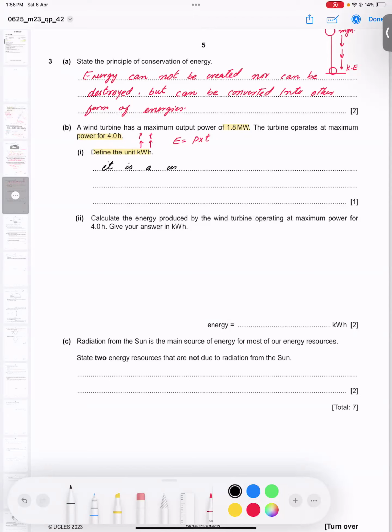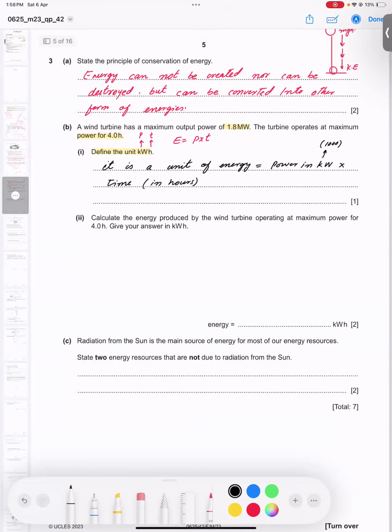It is a unit of energy that can be calculated. This energy can be calculated if you take the power in kilowatt, multiply by the time, which must be in hours. Okay, and I hope you know well that kilo is equal to 1000. So energy will be in kilowatt hour.